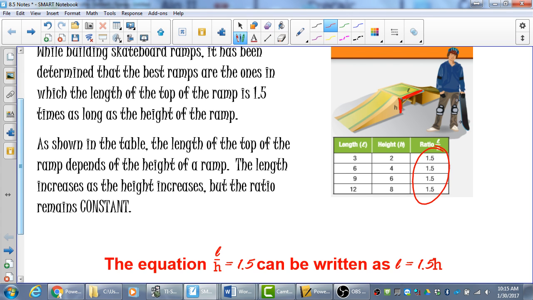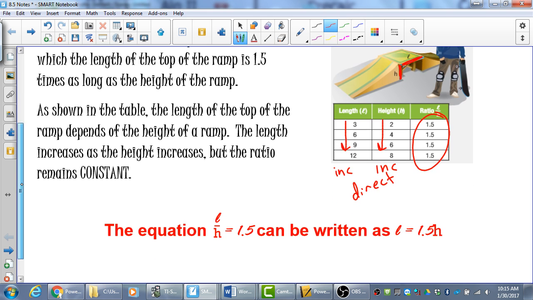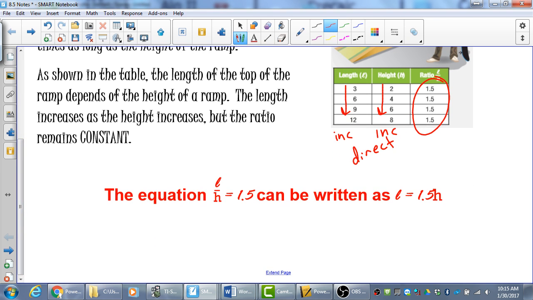Now notice that these increase and these increase. If they increase together, we say that this is a direct relationship. They are doing the same thing, so it's direct. Now it also says the equation L over H equals 1.5 can be written as, well, you can multiply both sides by H. So L is equal to 1.5H. So there are different ways you can write this relationship. Not a whole bunch, but there are a few ways to write it.